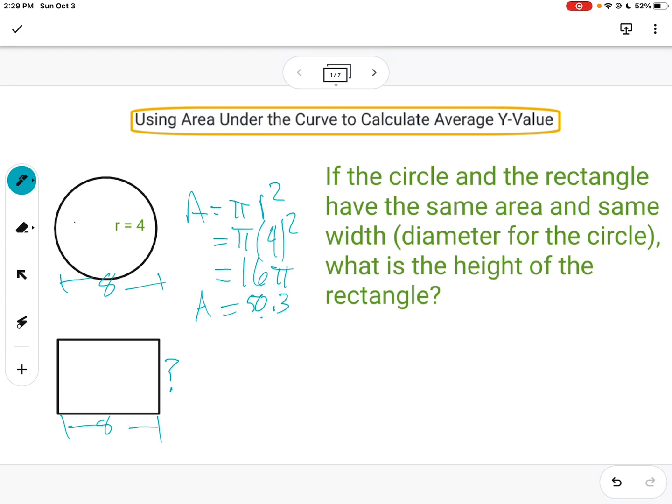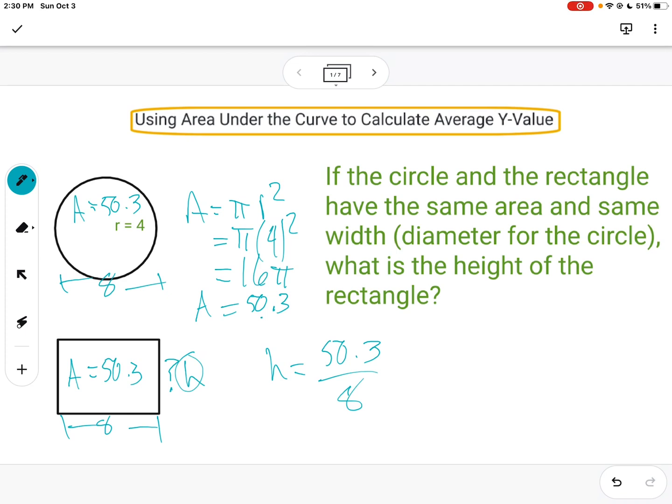So that means if this area is 50.3, this area is 50.3. And I know that if I multiply this 8 by that distance, I'm going to get 50.3. So width times height, really, or base and height. So what do I multiply 8 by to get 50.3? Well, another way to do that, of course, is to go, I'll call this height. This height would be 50.3 divided by 8.